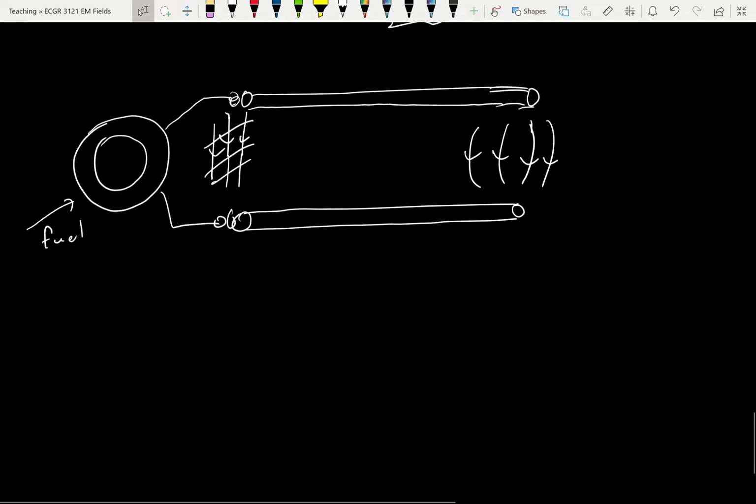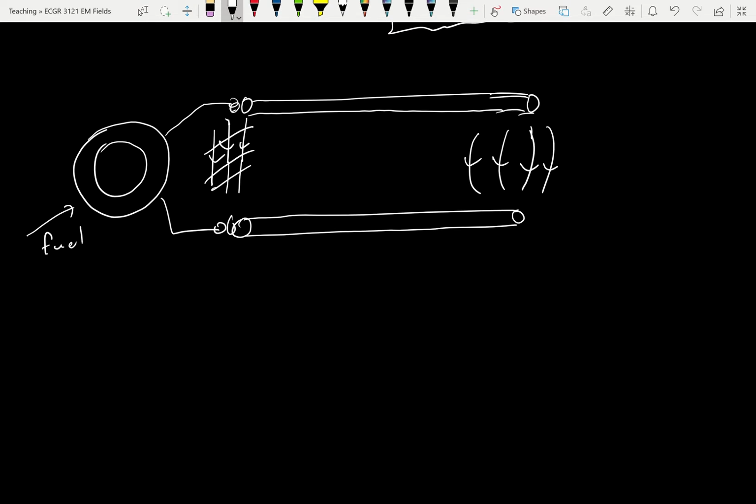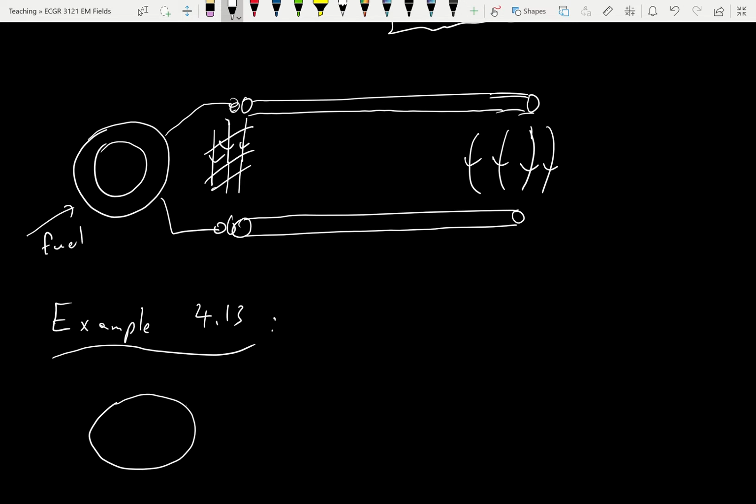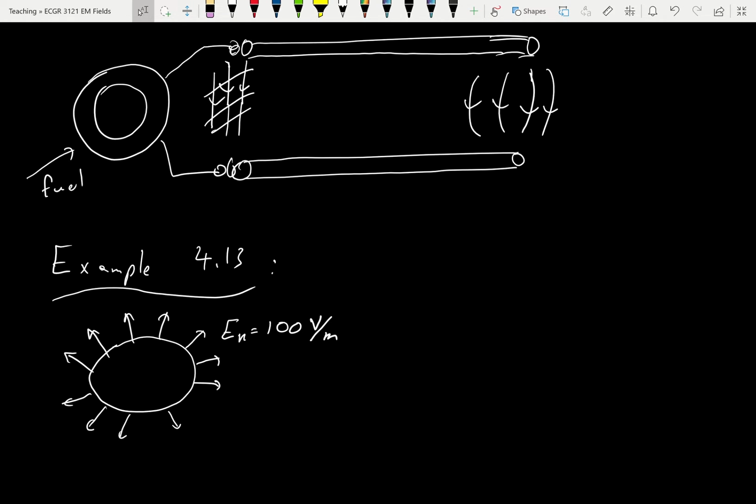I want to go now through examples. So in the textbook, there are a bunch of good examples. So let's start with example 4.13. Okay. So what does it say? It says, hey, you have a certain conductor, and I'm giving you the normal field, telling you this is known. The normal field at any point on the surface is 100 volts per meter. And the conductor is in free space, meaning that the permittivity is epsilon naught.